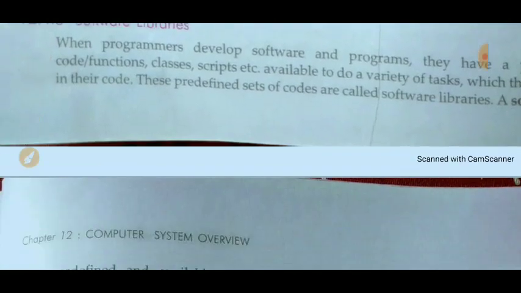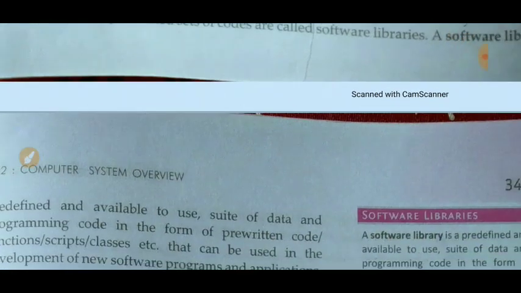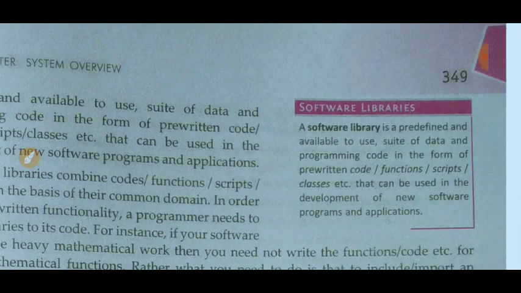And last is software libraries. Software library, you see the definition of this library. I will explain when I go with Python software. This library will work there. See the definition. A software library is predefined and available to use, means these are the ready-made things available in the program. Suites of data and programming code in the form of pre-written code, functions, scripts, classes, etc. that can be used in the development of a new software program and application. So leave this topic. This time you leave this topic. You have to write only the definition in your notebook.